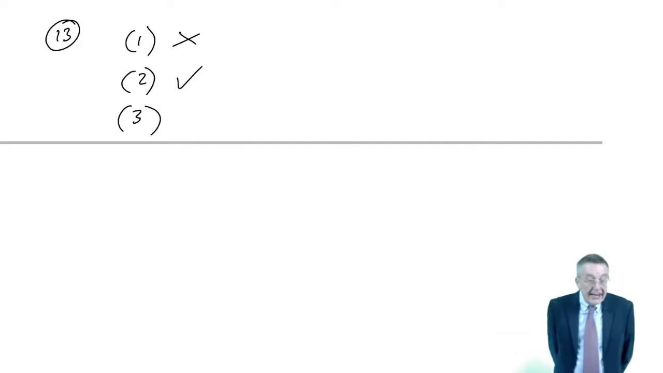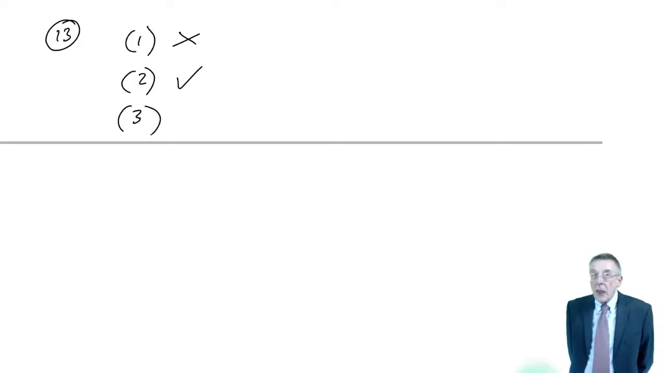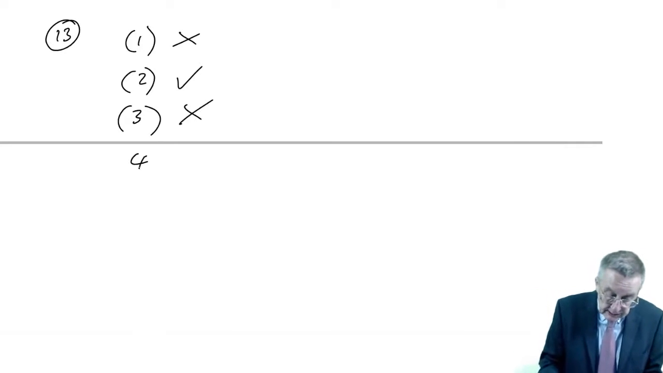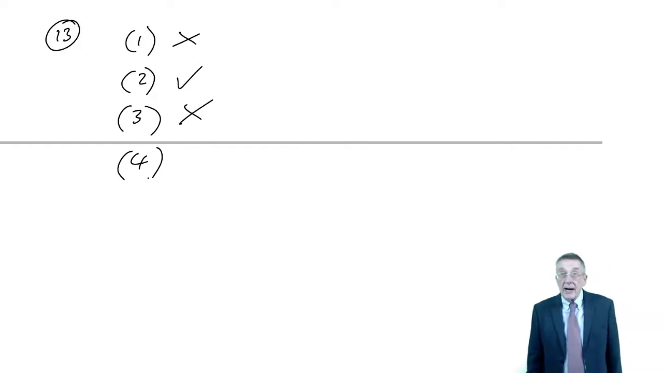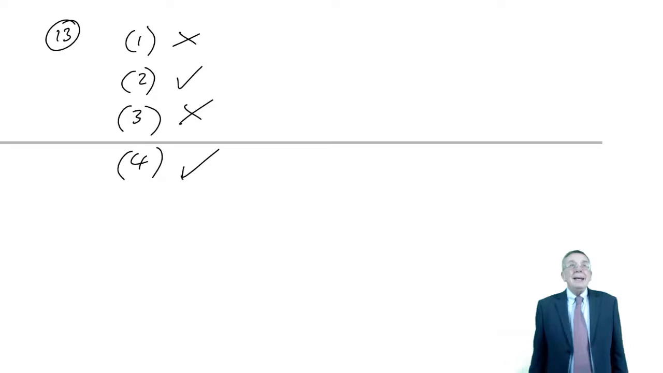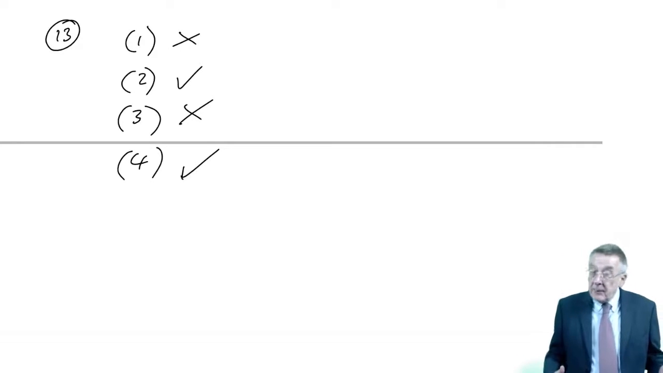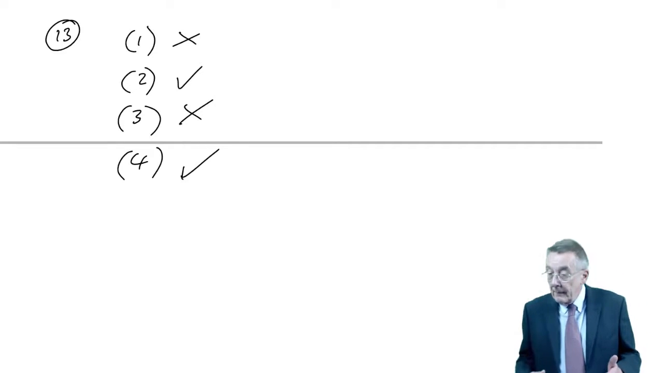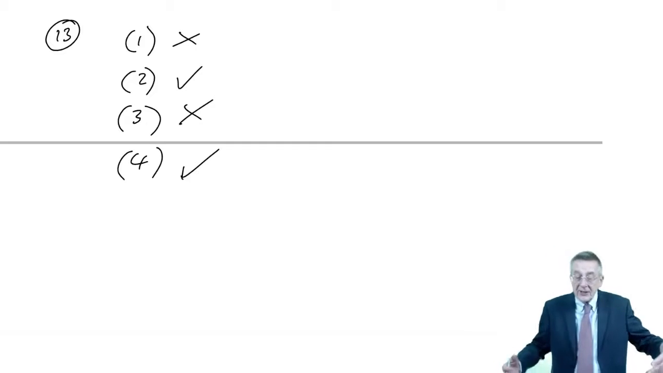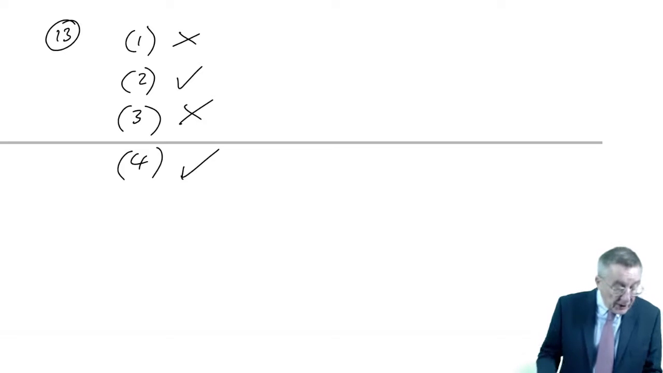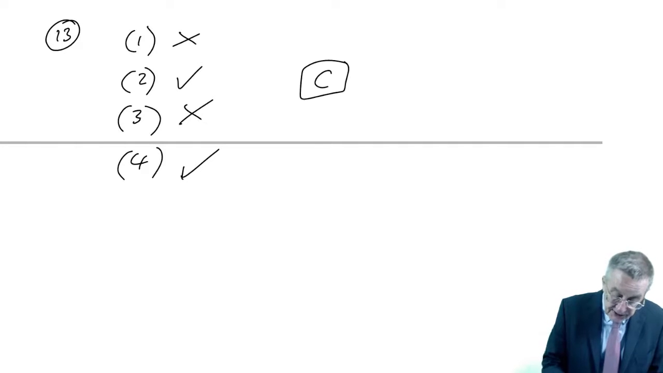3, decreasing money supply. Well, if they cut the amount of money that's in the country, clearly, I would have thought, people have less to spend, there's less demand. No. 4, decreasing interest rates. Yes. If interest rates fall, it's easier, cheaper rather, for people to borrow money. Paying any interest on existing borrowings gets less. It's a way people will have more money to spend. So it's 2 and 4. It's C.